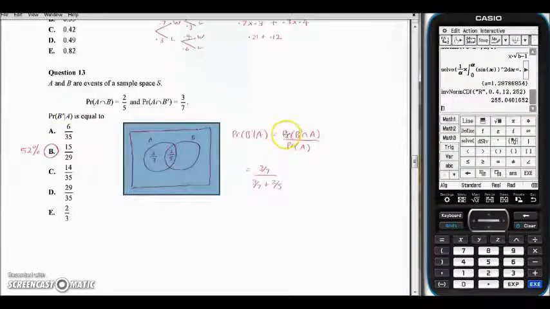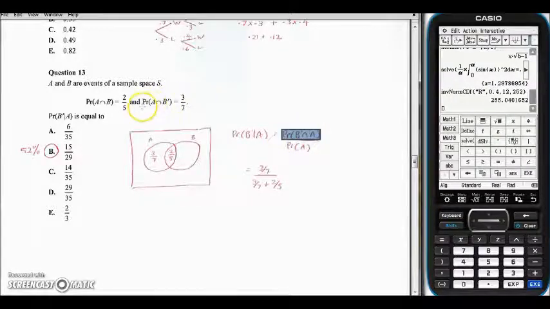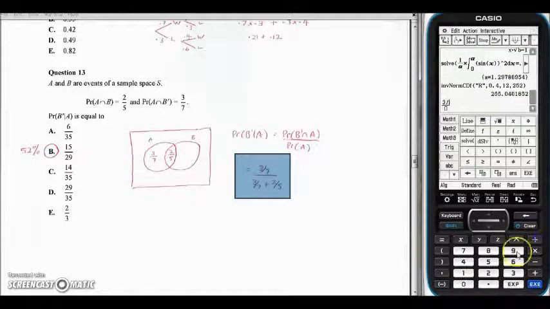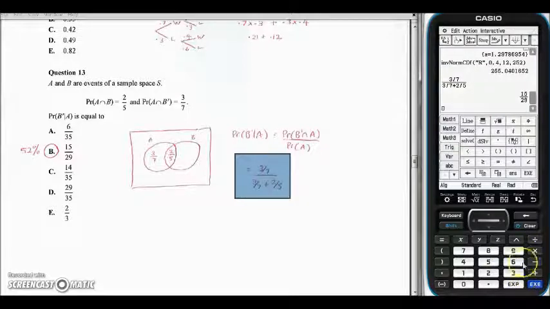So that's going to be the probability of B prime and A divided by the probability of A, using the conditional probability formula. Now this probability here is the same as this probability here, which is 3/7, and the probability of A would be 3/7 plus 2/5. So I need to do 3/7 divided by 3/7 plus 2/5. I wouldn't worry about trying to do all that by hand, just chuck it in the calculator. 15 on 29.